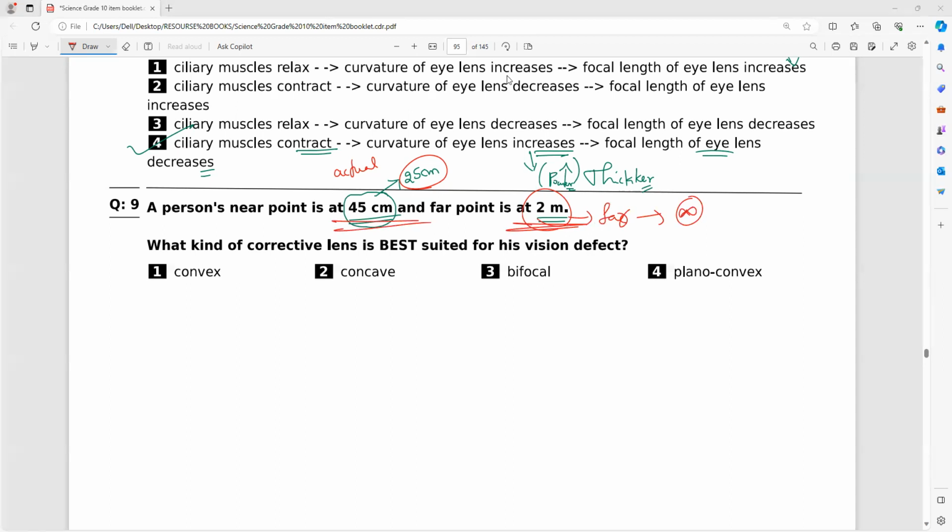What does it mean? He needs to use what lens? Bifocal lens. It means he has a next type of defect of vision. What is the name of the defect? Presbyopia. To see near objects, we need a convex lens. To see far objects, we need a concave lens.